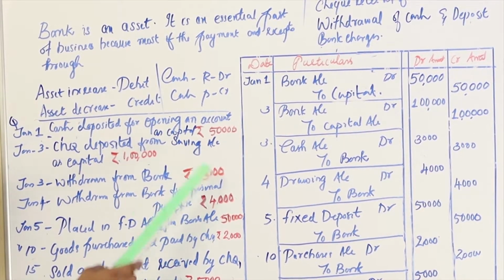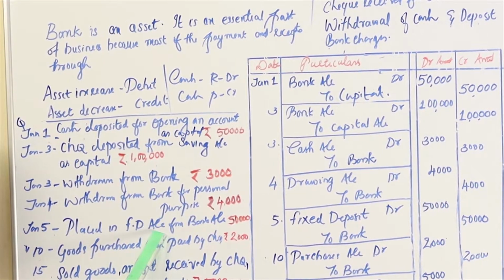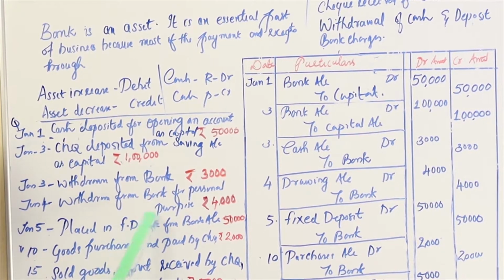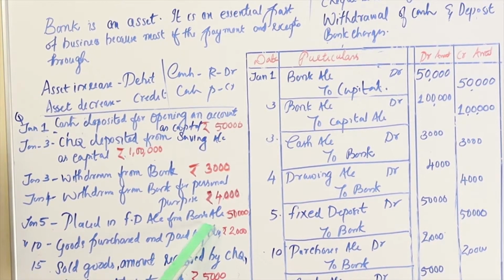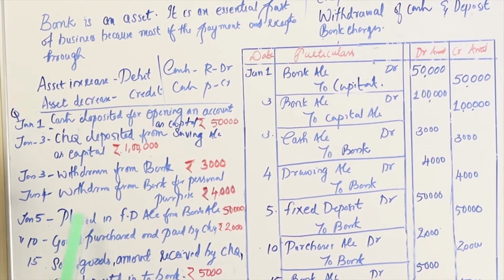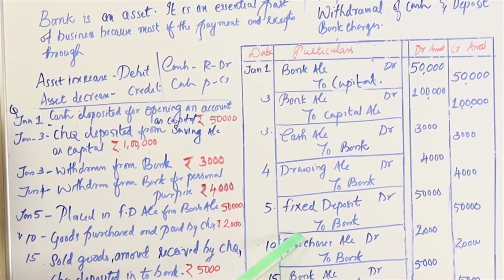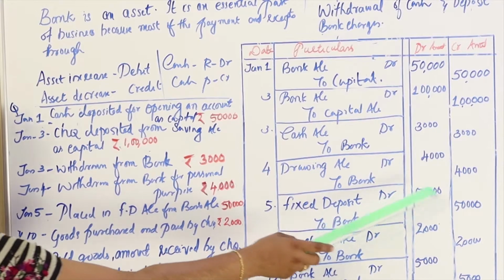Then Jan 5th, placed an FD from the bank. We have excess cash in our bank account, so we decided to put in an FD so we will get interest. The bank is decreasing because this amount is going to the FD account. So FD account is increasing, bank is reducing. FD account is also an asset. So fixed deposit account debit to bank. FD means fixed deposit. So 50,000.